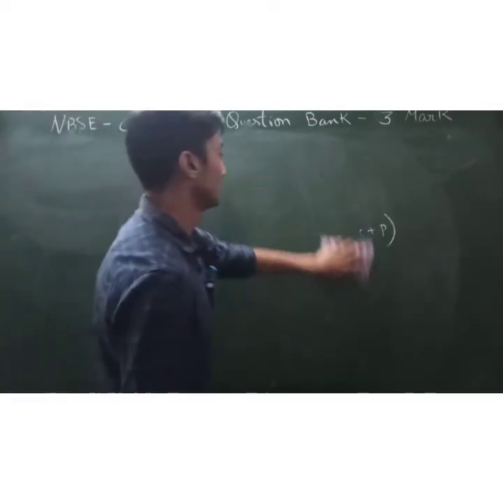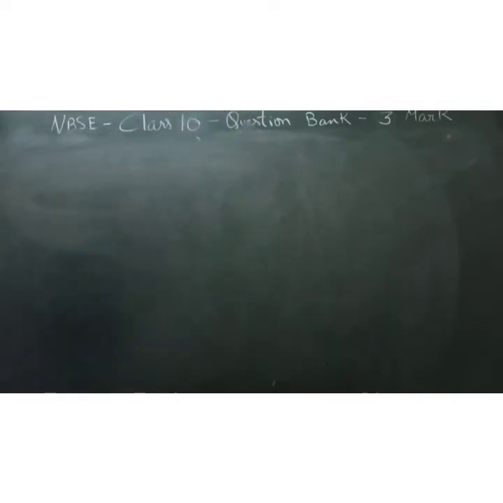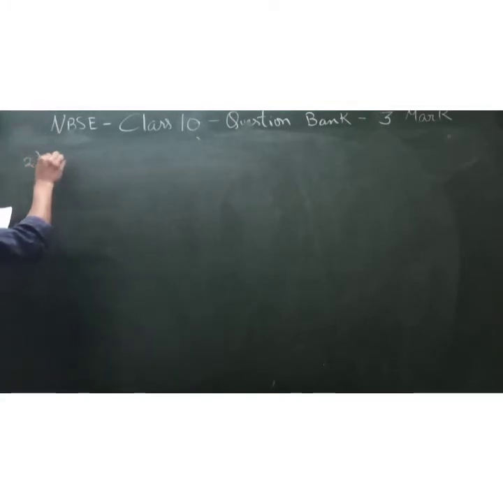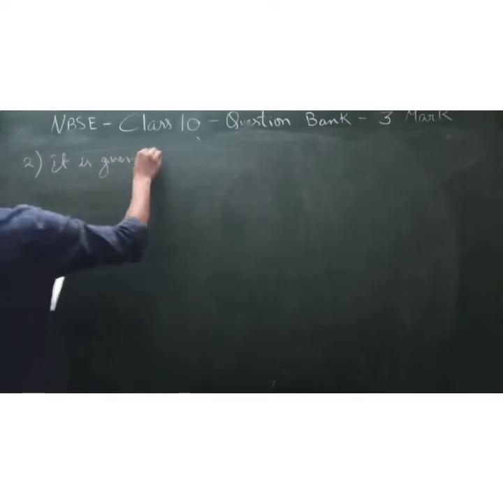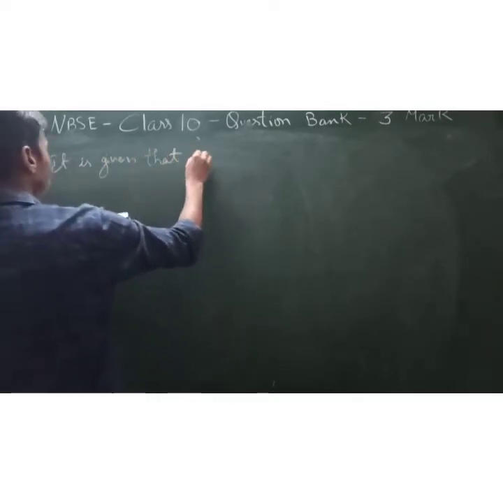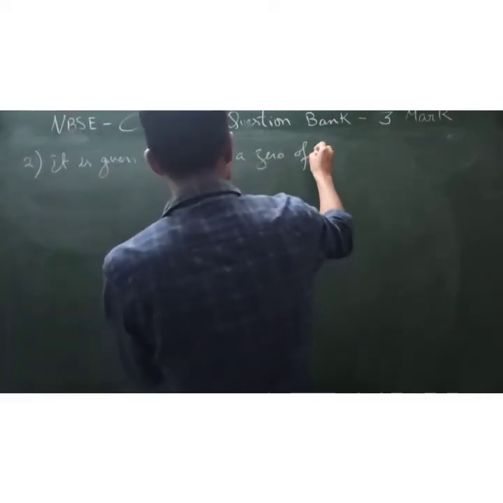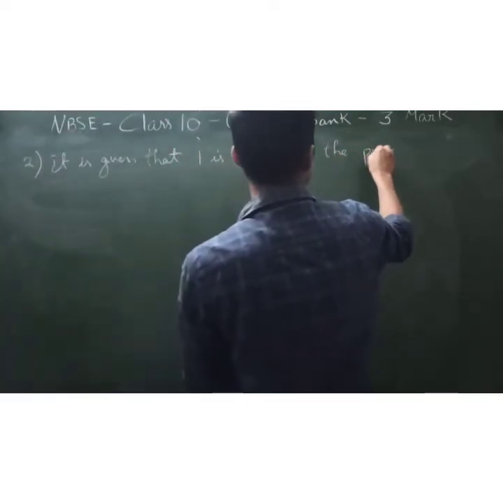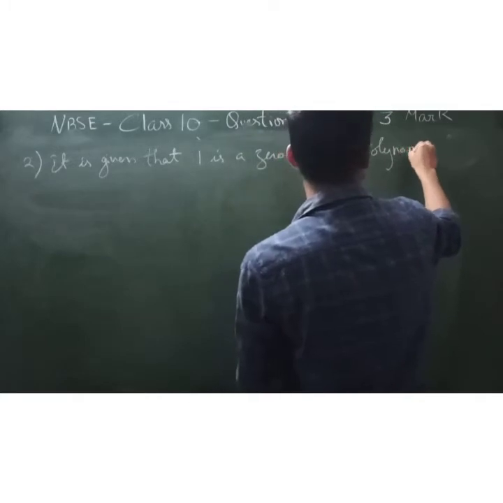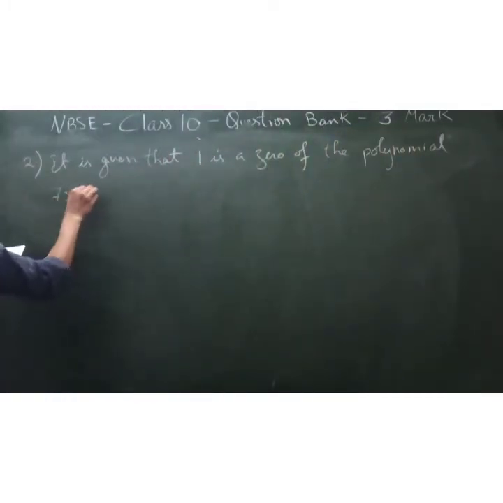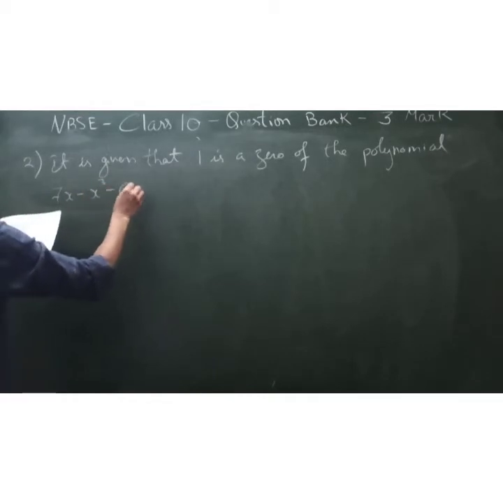So let's move on to the next question. Question number 2. I'll write down the question as I promised. It is given that 1 is a zero of the polynomial 7x minus x³ minus 6.